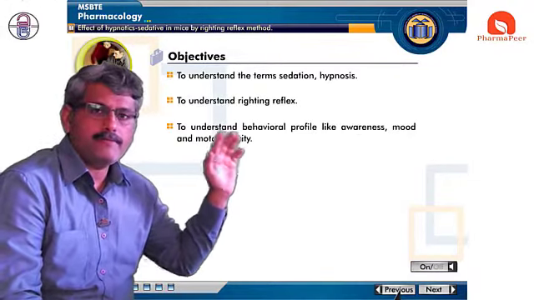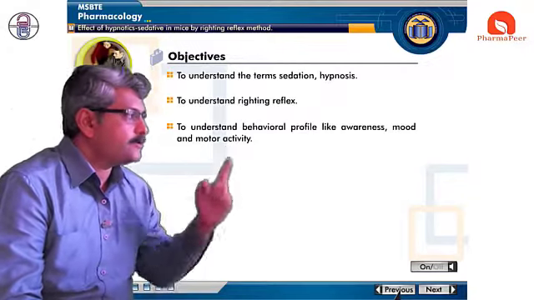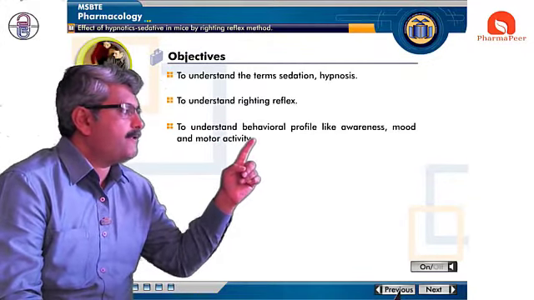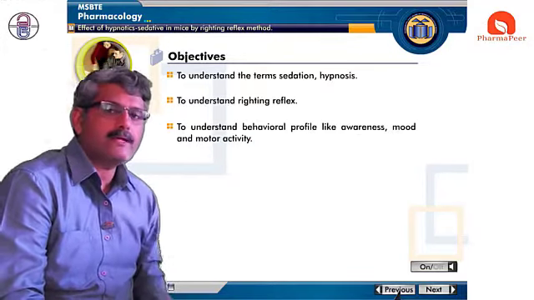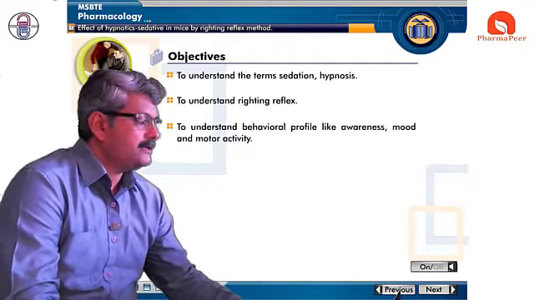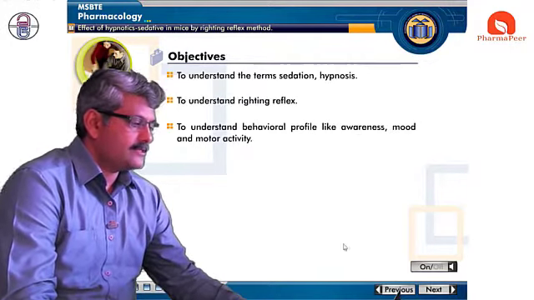The first objective is to understand the writing reflex. This is one method by which we are going to see the hypnotic effect. The second one is to understand the behavioral profile like awareness, mood, and motor activity. So with these objectives, today we are going to see the effect of the hypnotics.